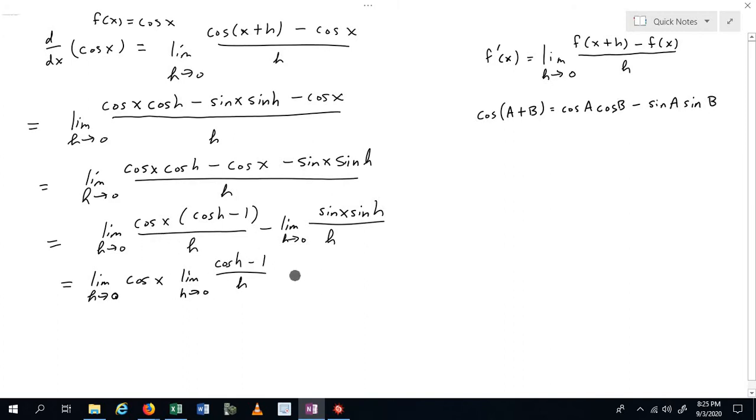So again, that's a property of limits. And then we can break it up across multiplication here as well. Okay, so we end up with that.